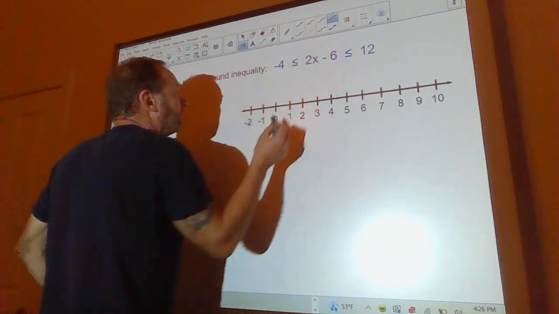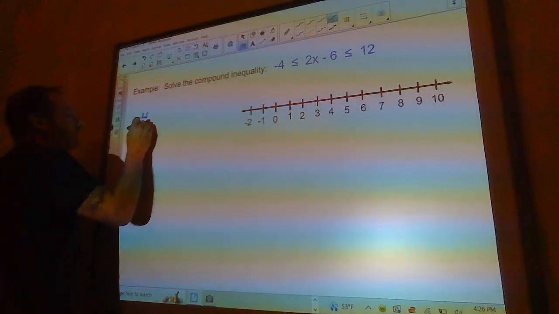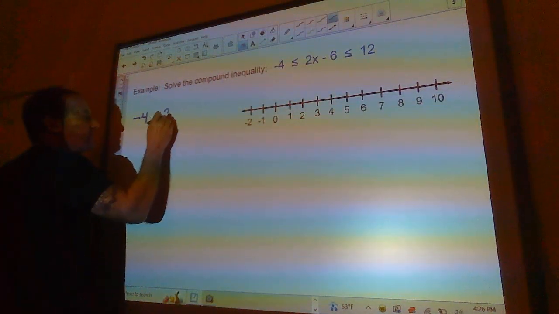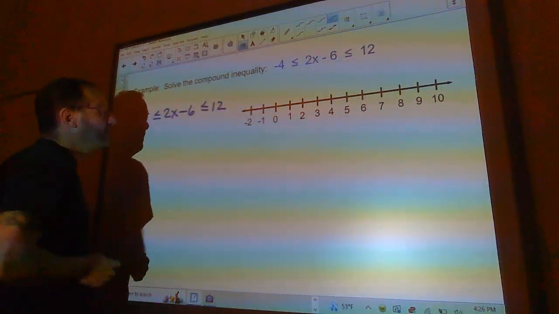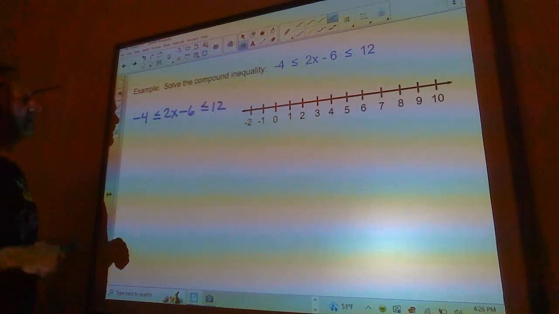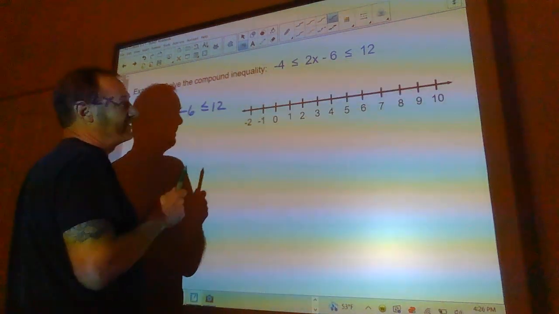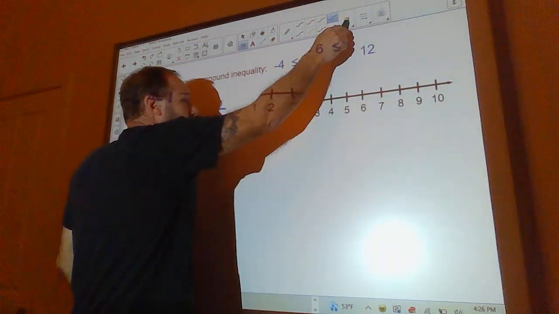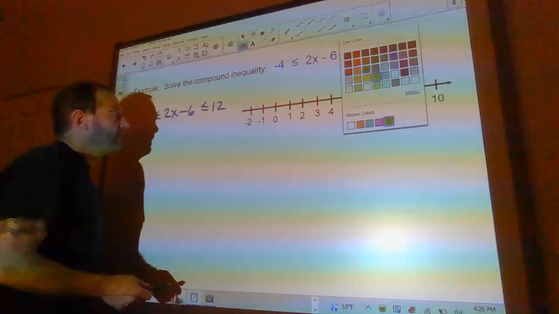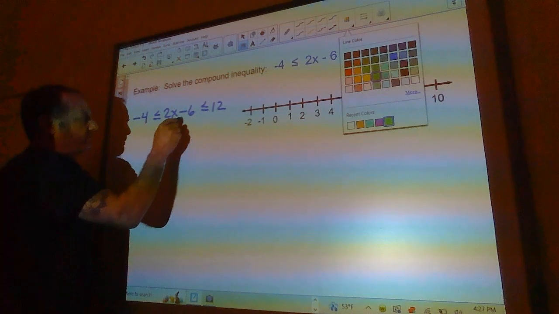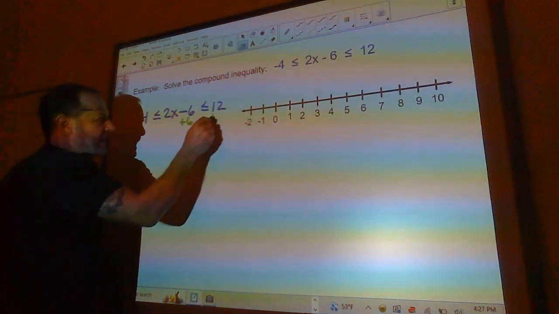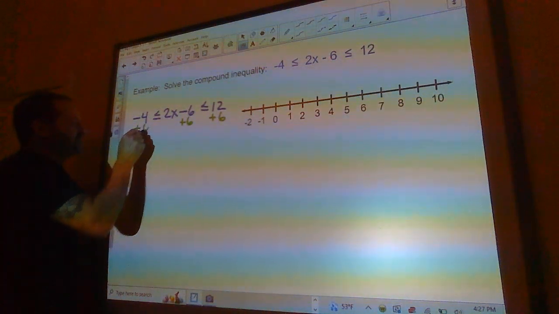Okay. So we'll take this equation, we'll just copy it over here. -4 is less than or equal to 2x minus 6 is less than or equal to 12. How do you solve these? Well, you do it exactly the same way as you would solve an equation, except instead of doing things on 2 sides, I'm going to do it on 3. So on this, when I add 6 to solve for x, I got to add 6 here, but I got to also add 6 here.